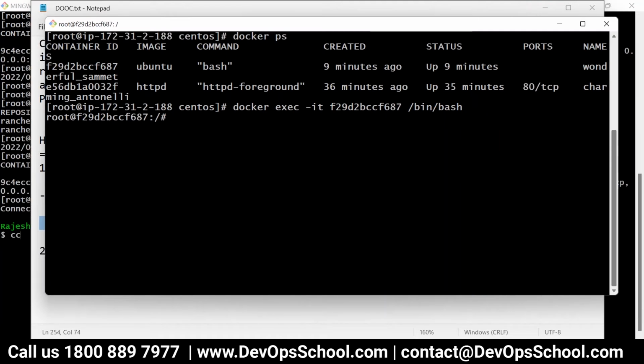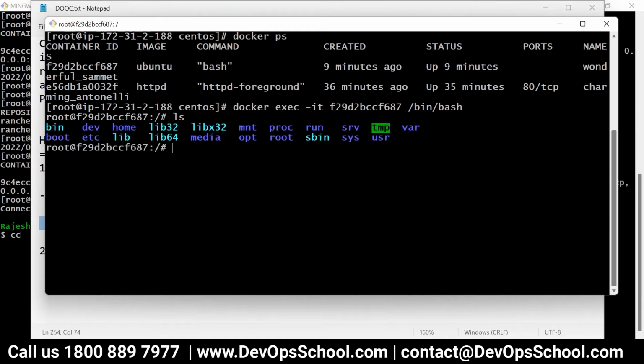I'm not going to teach you what you want to do inside a container, because if you can work in the physical server of Linux, the same thing you can do with the virtual server of Linux, and the same thing you can do with the container. You can do anything, whatever you want: installing applications, downloading files, editing files, doing something.